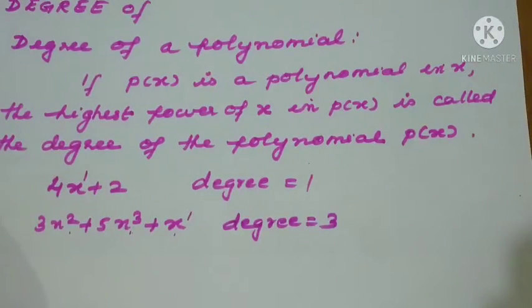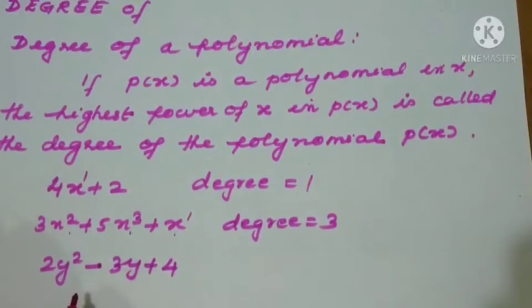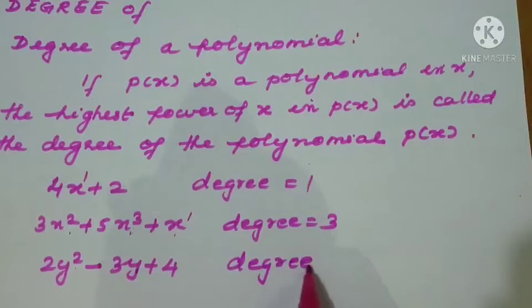Right? Now we can say that 2y square minus 3y plus 4 is a polynomial in variable y only. So what is the highest power of the variable y here? It is 2, because here it is 1 only. So the highest power of the variable y equals 2 only. So here the degree equals 2.